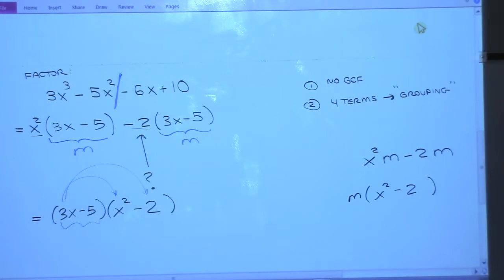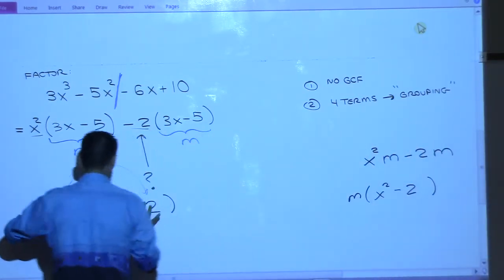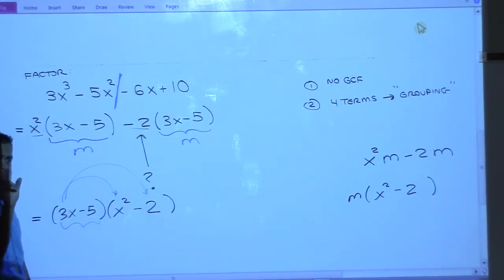Yes? Do we have to write it in that order? I'm glad you asked. So the question is, can you reverse this? Could you do it this way? And the answer is yes, because multiplication is commutative. It doesn't matter.